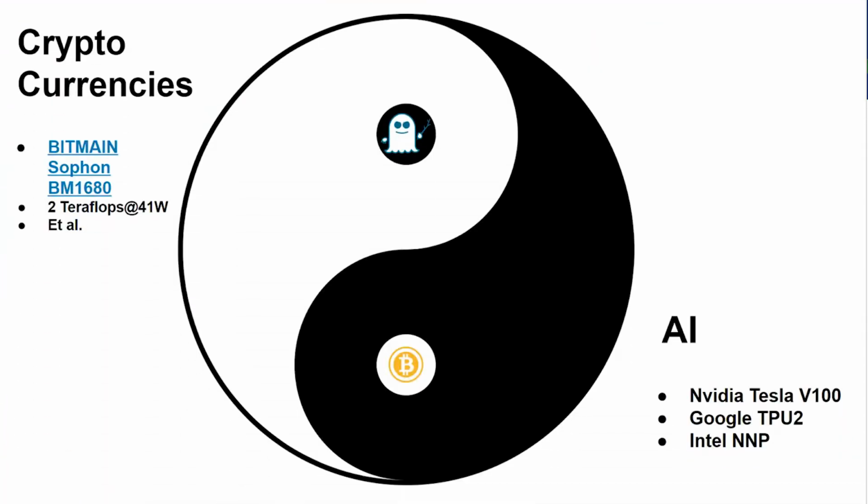Some of you have followed that there's a company that produces a lot of the Bitcoin mining chips, called Bitmain, and it produced the Sophon BM1680. I think that's a significant event, because this is basically an AI chip. So why on earth would a Bitcoin company go into an AI chip? In the last few days you've heard NVIDIA, Google's TPU, Tensor Processing Unit 2, and Intel's Neuro processor.